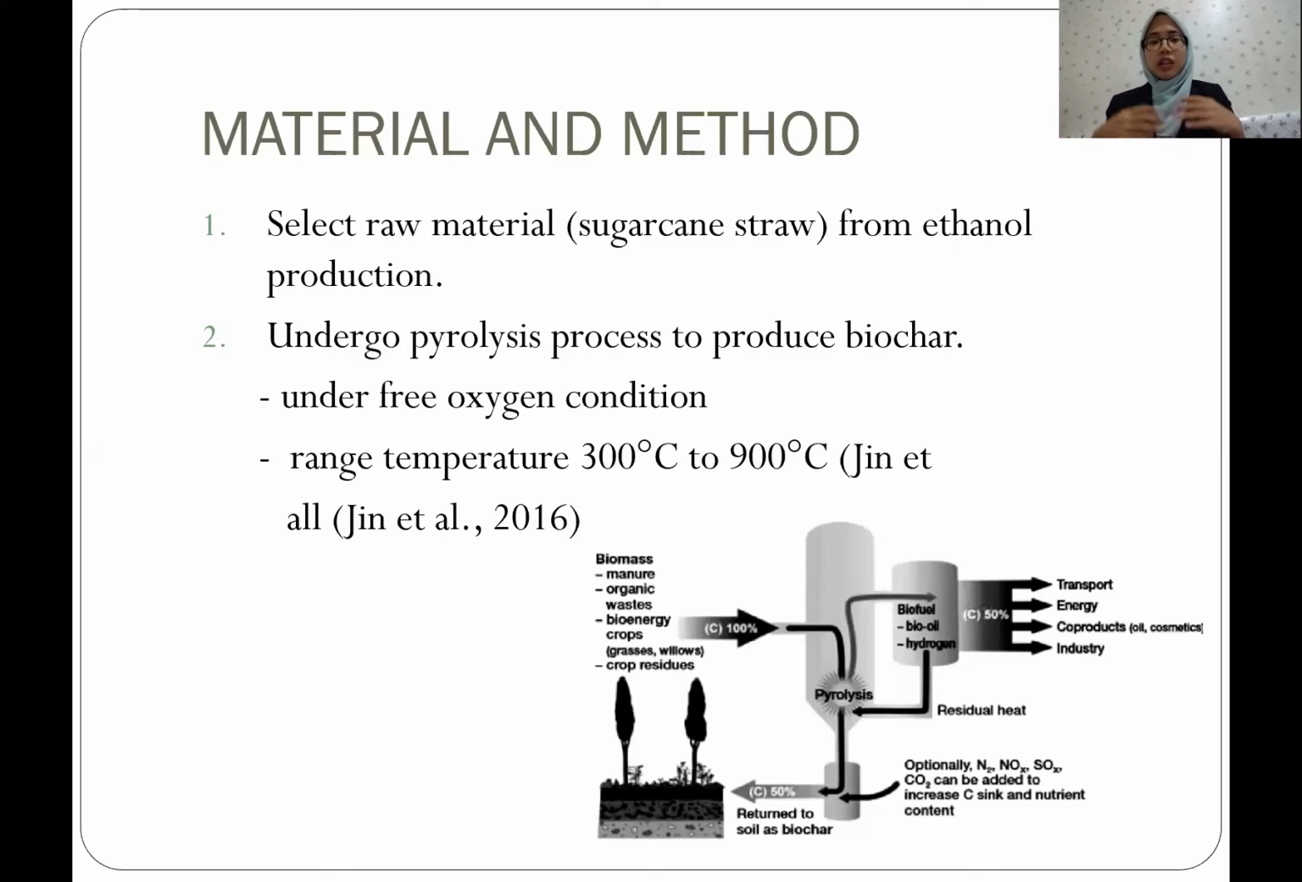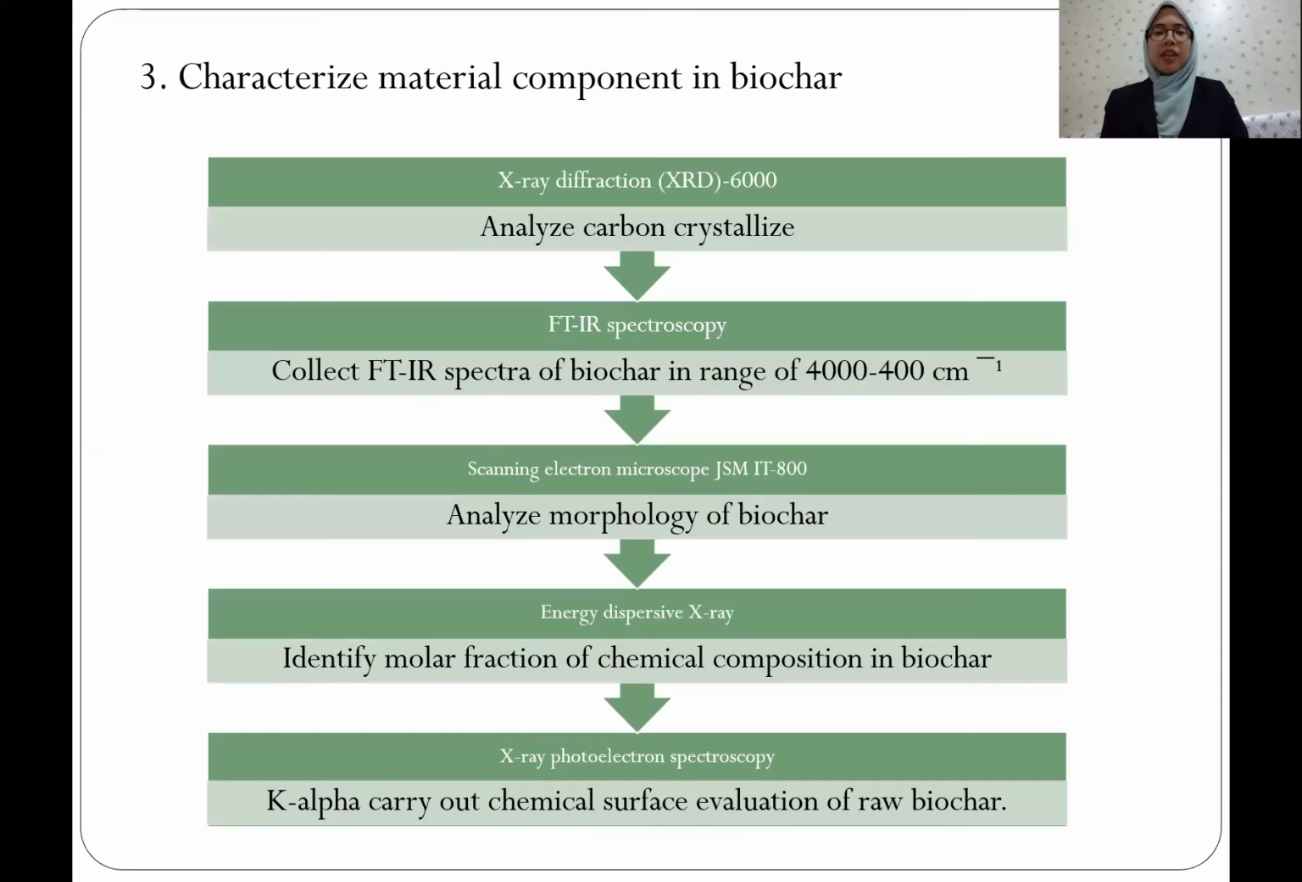Then, the pyrolysis process will be done in order to produce biochar, and it will be done under an oxygen-free condition, with a temperature range of 300 degrees Celsius to 900 degrees Celsius. Then the characterization process will be done, where we need to characterize the material components that are present in the biochar.